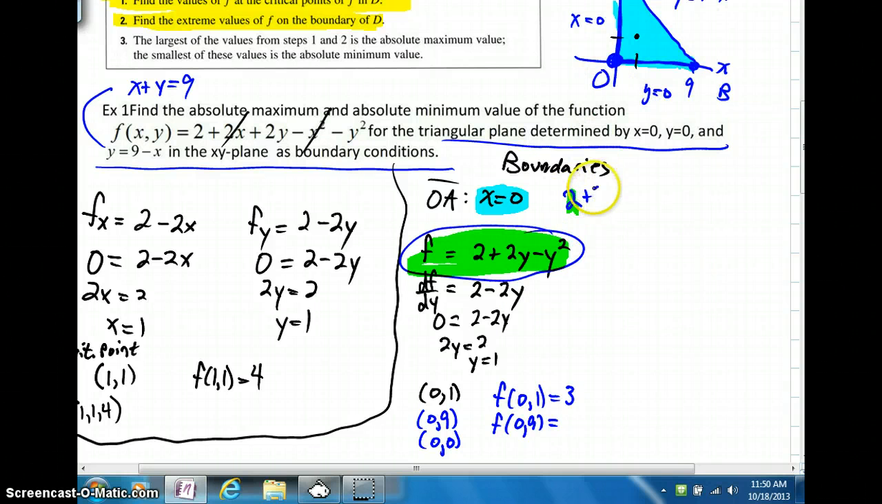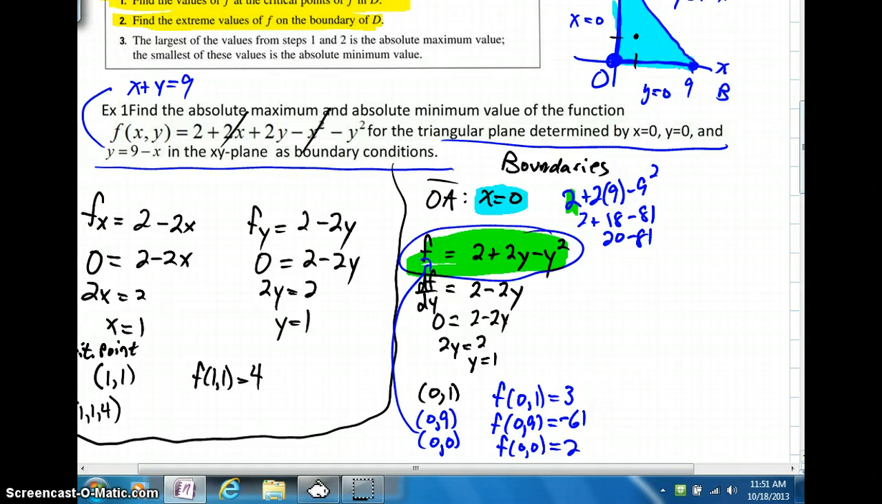You'd get 2 plus 2 times 9 minus 9 squared. Well, that's 2 plus 18 minus 81, and 2 plus 18 is 20. 20 minus 81 would be negative 61. So this z value would be negative 61. Hey, plug in 0, 0 into the original function or into this green highlighted form right in here. Just let y equals 0. You'd quickly see that your z value would be a 2.